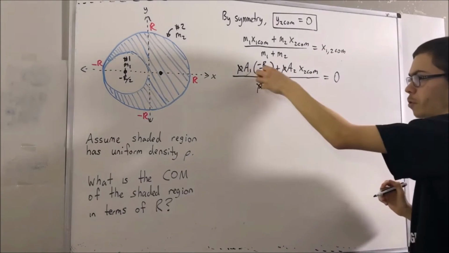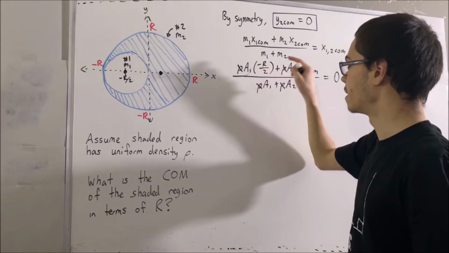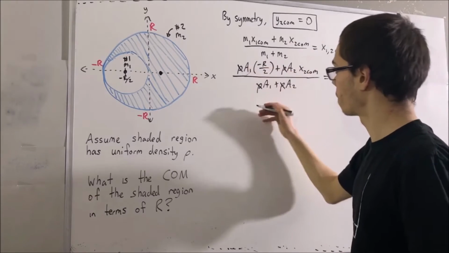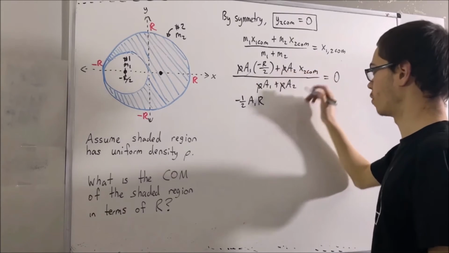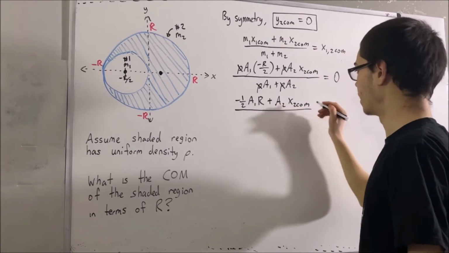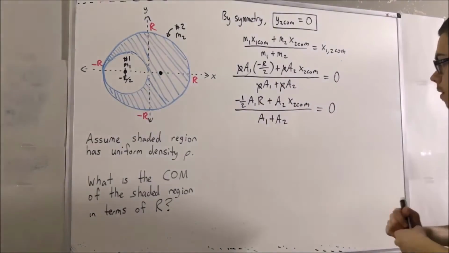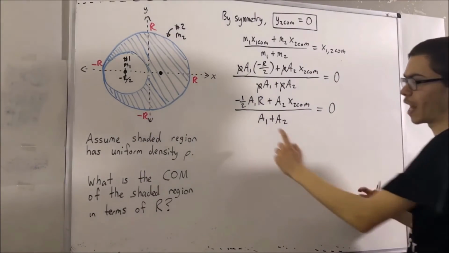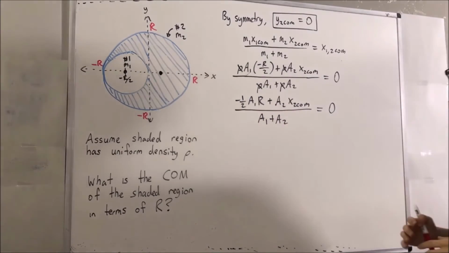And before going any further, let's just simplify this a little bit. For the first term, we just have negative 1/2 a1 r. For the second term, we have plus a2 x2 com. And in the denominator, we just have a1 plus a2. So now, let's re-express the area of region 1 and area of region 2 in a different way, starting with the area of region 1.